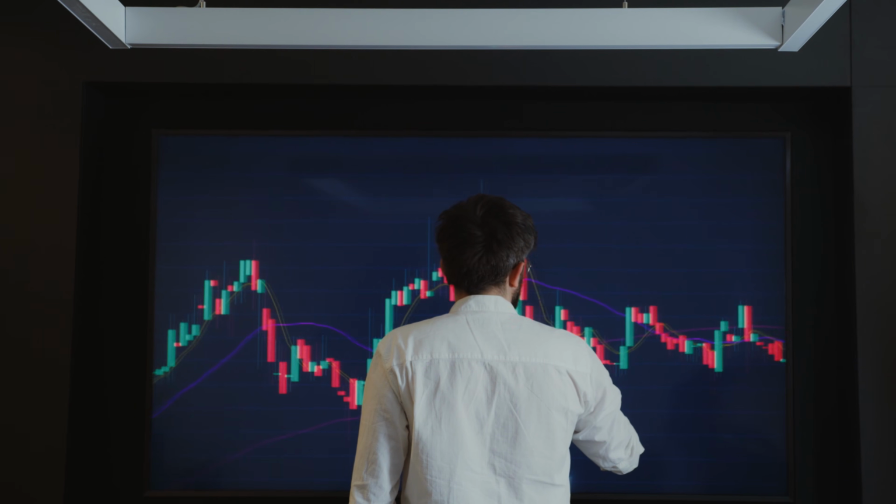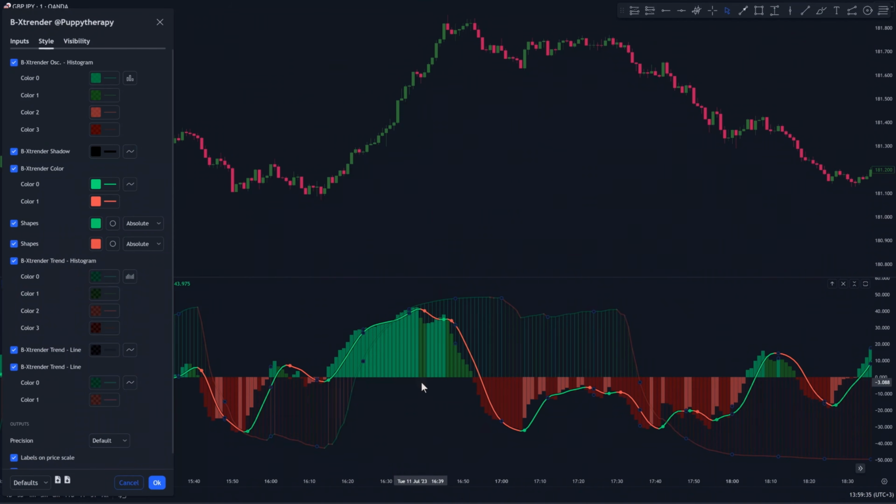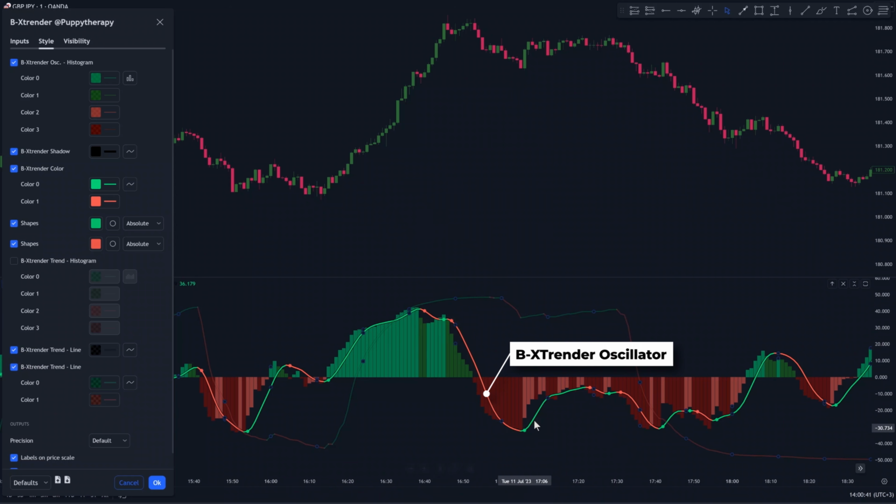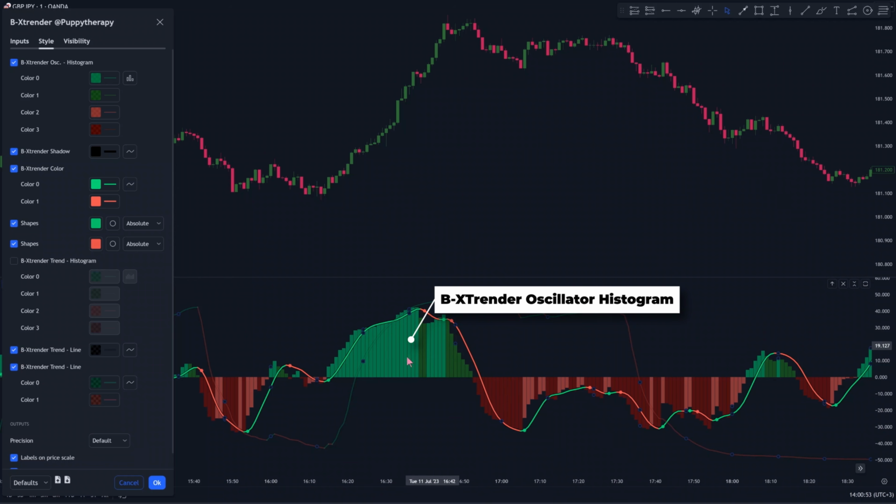Next, we will explore how we can use this indicator for these 3 purposes. But before that, let's explore this indicator's components. So this histogram that changes color from green to super dark green is called the B-Xtrender Trend Histogram. I know that because it's written right here. As you can see here, if I toggle this on and off, it's the one that gets affected. Next, this line on top of the B-Xtrender Trend Histogram is called the B-Xtrender Trend Line, as indicated right here. Now, what about this line? Well, this is called the B-Xtrender Oscillator, and the histogram behind it is called the B-Xtrender Oscillator Histogram.